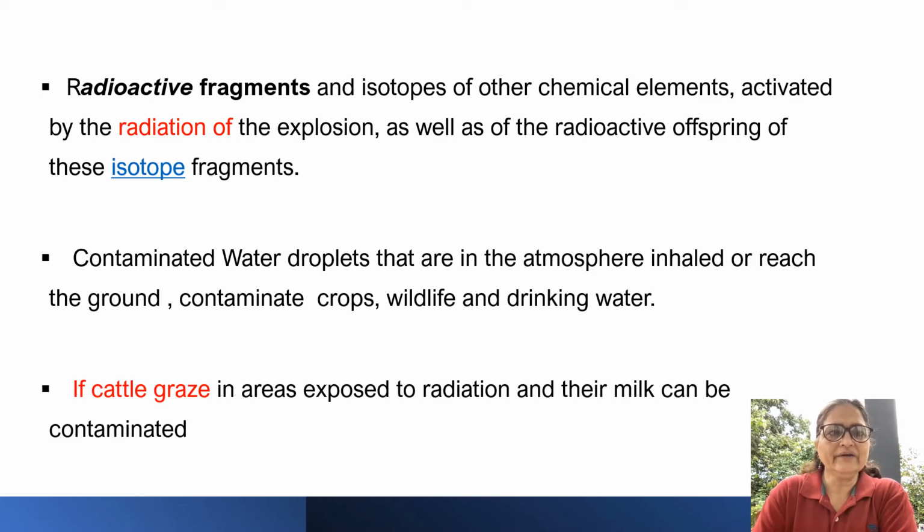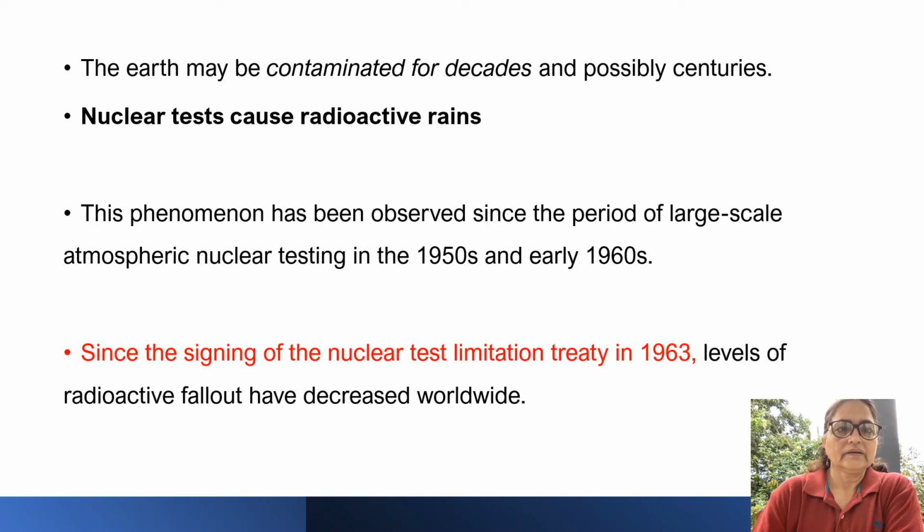The contaminated water droplets that are in the atmosphere, when inhaled or when they reach the ground, contaminate our crops, wildlife, and our drinking water. If cattle graze in an area exposed to these radioactive fallouts, their milk can be contaminated. The earth may be contaminated for decades and possibly for centuries. And by this process, it causes radioactive rains.